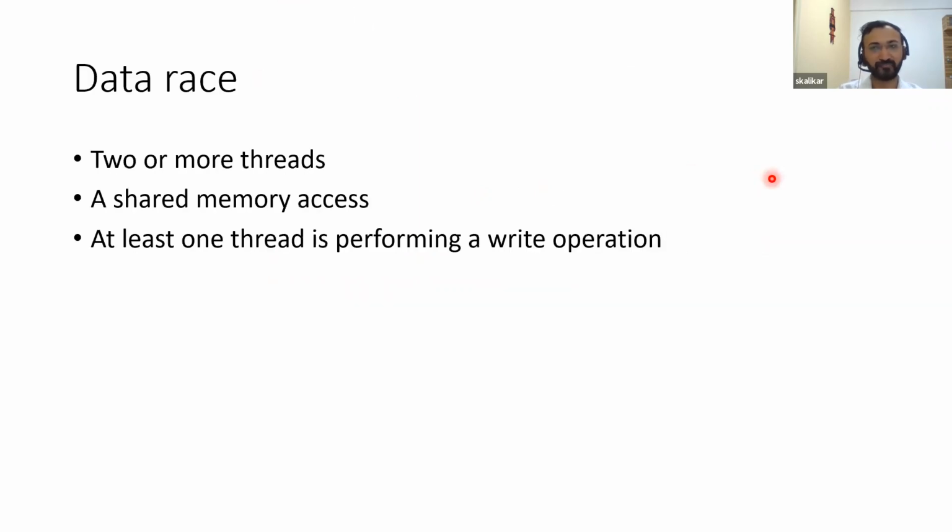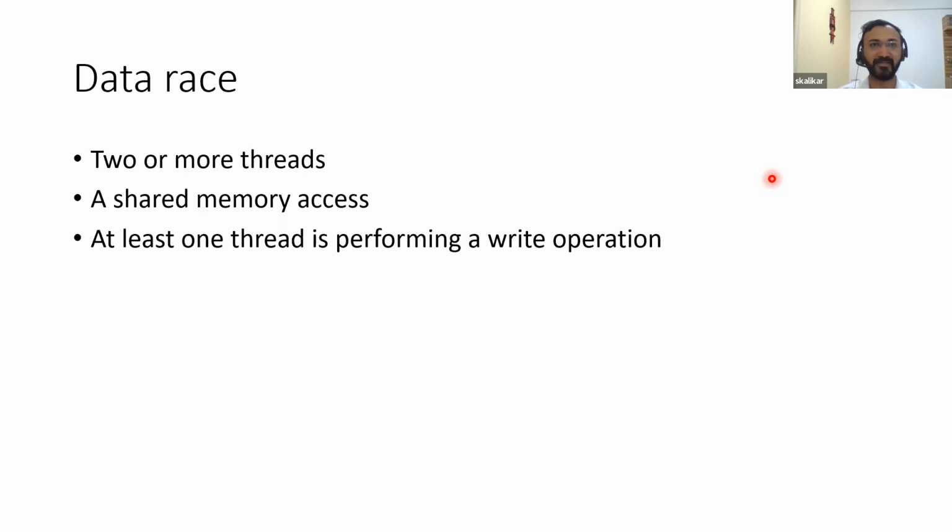Okay. So now we are at the point where we can discuss data races. Data races mean the condition where shared data is getting updated, and the basic condition for a data race is that you need two or more threads. Even if you have a multi-threaded program and only one thread is running, you won't face any data races. And there should be a shared memory access.